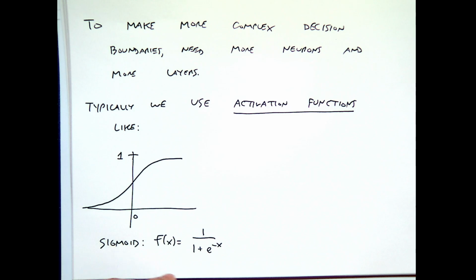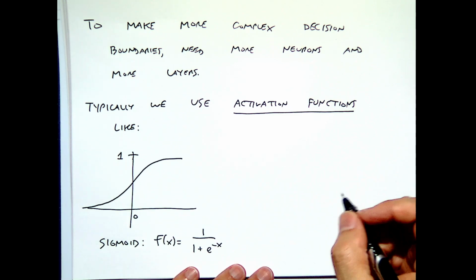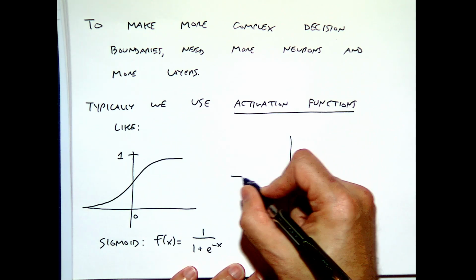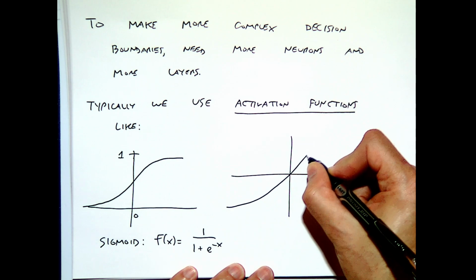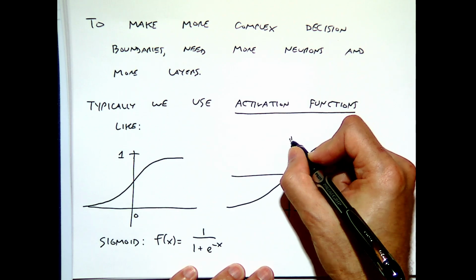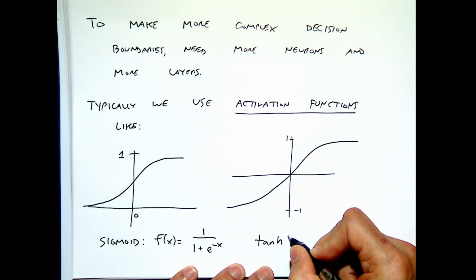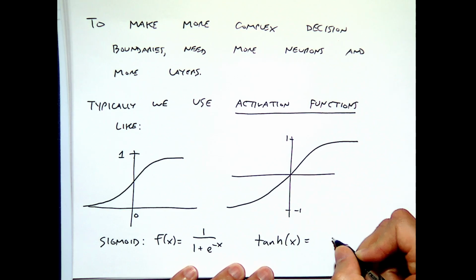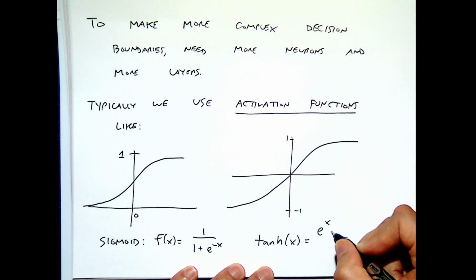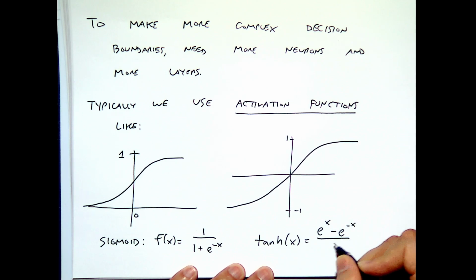Another thing that you may see is basically the hyperbolic tangent function, right? So the hyperbolic tangent function kind of looks similar, except it goes from -1 to 1. This is, tanh of x is e to the x minus e to the minus x over e to the x plus e to the minus x.